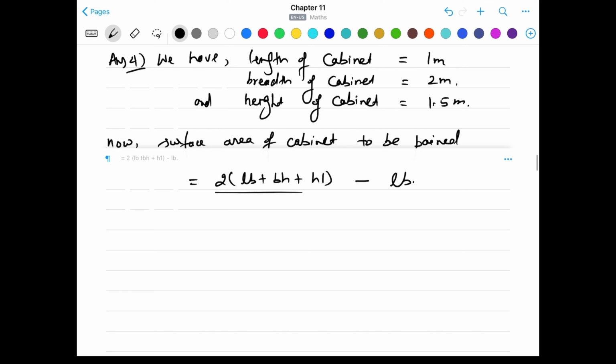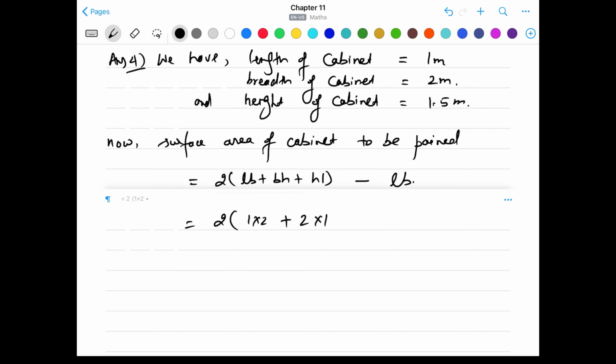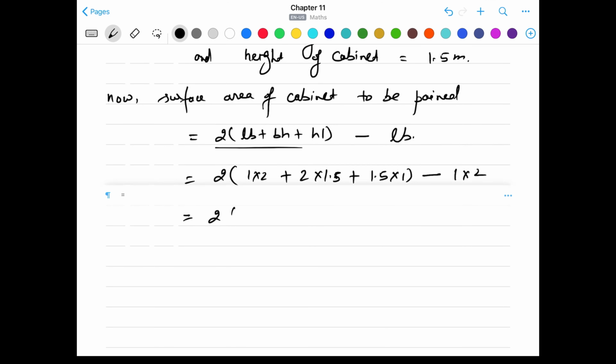Now let's insert the values in this formula. We have 2, L into B means 1 into 2, plus B into H is 2 into 1.5, plus HL means 1.5 into 1, then we have minus L into B, which is 1 into 2. Let's solve this. We have 2 outside, and inside the bracket 1 into 2 is 2, plus 2 into 1.5 gives 3, plus 1.5 into 1 gives 1.5, then minus 1 into 2 is 2, and the common unit is meter square.